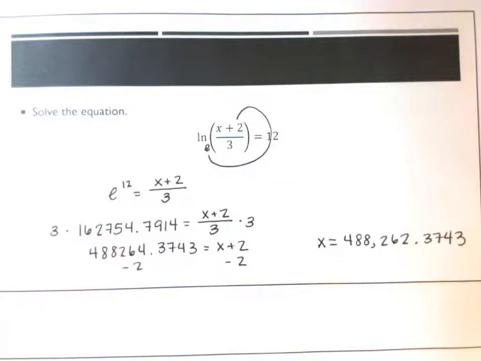All right, so I did my spiral, and then I just followed the steps in order to solve for x. I multiplied both sides by 3 and subtracted 2, and you should end up with 488,262.3743. If you did not get the same answer, go ahead and take a pause and see how you did. See if you found your mistake.